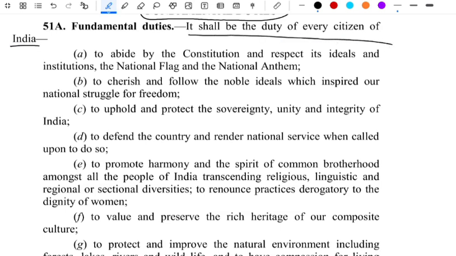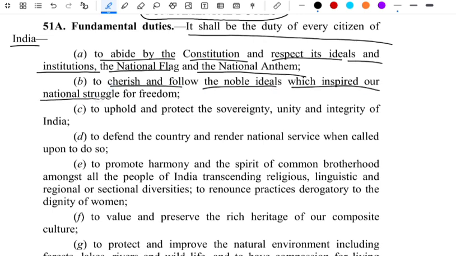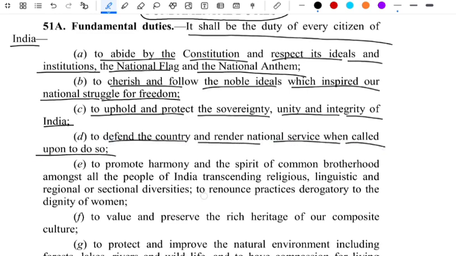So what are the duties? To abide by the Constitution and respect its ideals and institutions, the national flag and national anthem, then to cherish and follow the noble ideals which inspired our national struggle for freedom. Third is to uphold and protect the sovereignty, unity, and integrity of India. Fourth is to defend the country and render national service when called upon to do so.